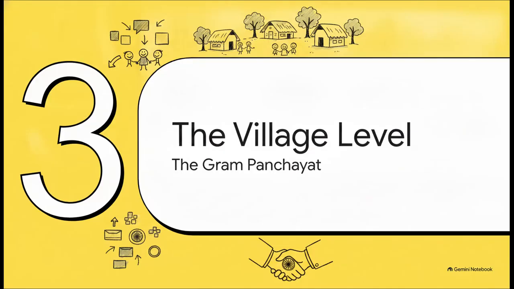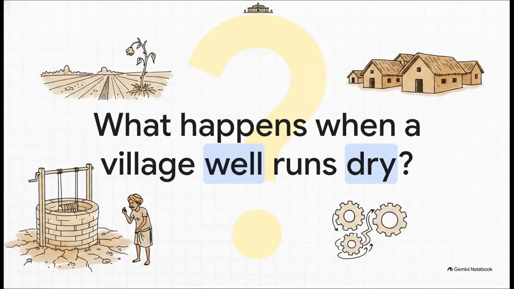Section 3, village level, looking at the Gram Panchayat. Okay, let's make this concrete. Let's step into a real-world scenario from our source material. Imagine a farmer, let's call him Ravi, living in a small village in Rajasthan. Ravi is looking at an immediate, life-altering crisis. The local well, the only water source for his farm and his neighbors, is drying up. It's an existential threat. Now, obviously, he can't just pick up the phone and dial the Prime Minister.